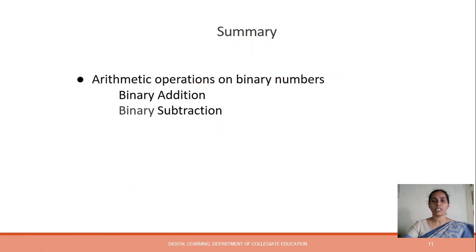So in this session we have seen the arithmetic operations, which are binary addition and binary subtraction. All the arithmetic operations like multiplication and division are also possible on binary numbers, but that we will be seeing in the next session.